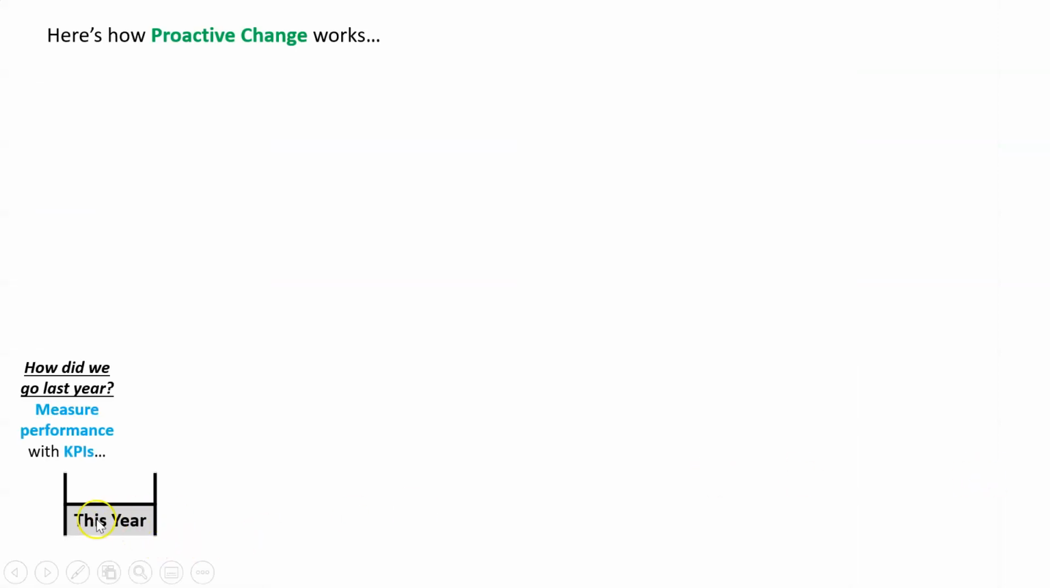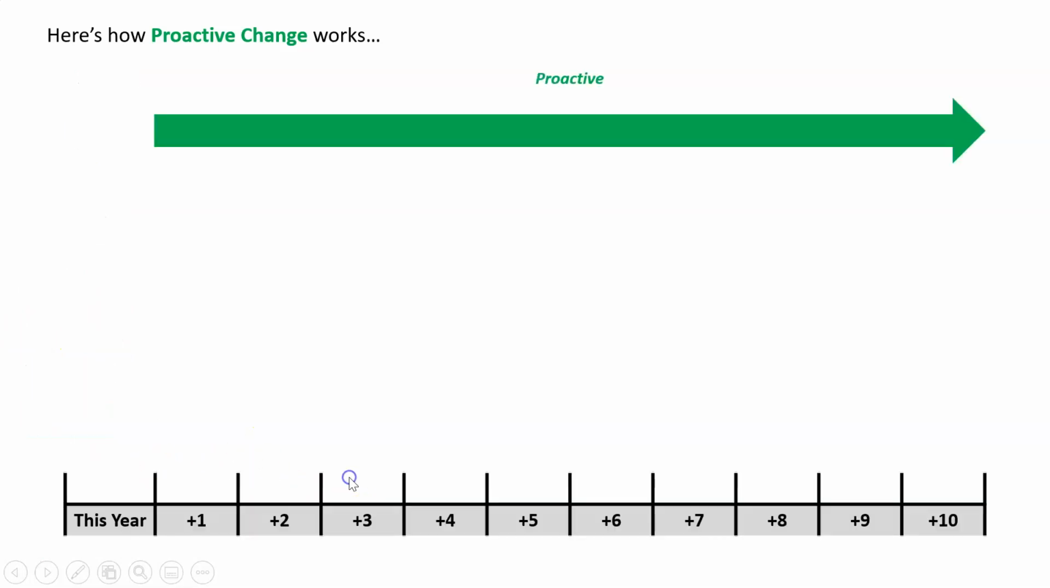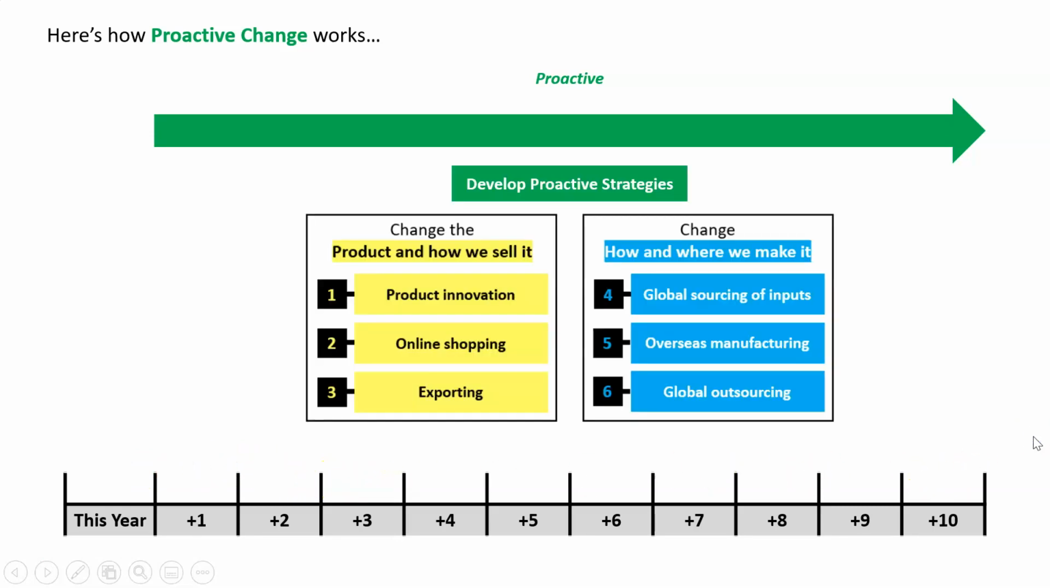So here's how that works. If this is this year, or at the end of last year, we would have measured our performance with some KPIs. Reactive change is then looking at those and asking, what can we do to fix them? That's different to this. Proactive change is looking forwards for the next 12 months, 2 years, 3 years, 5 years, 10 years, and coming up with some strategies. And there's no set list from VCAA here, so we're just using some that most of the textbooks have.